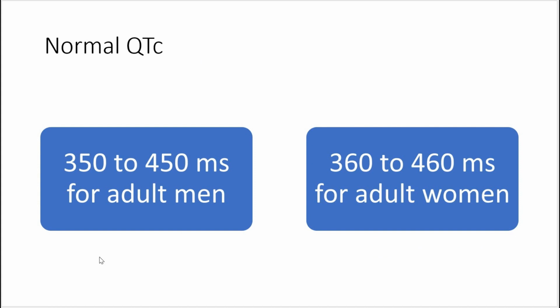Just a word about normal QTc in men and women. In men it's 350 to 450 milliseconds, and in women it's 360 to 460 milliseconds. And just an interesting way to remember this is that on average, women live longer, so therefore they can tolerate a higher QTc, and so their QTc interval is longer than men's.